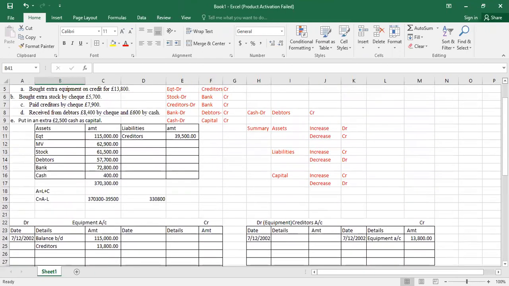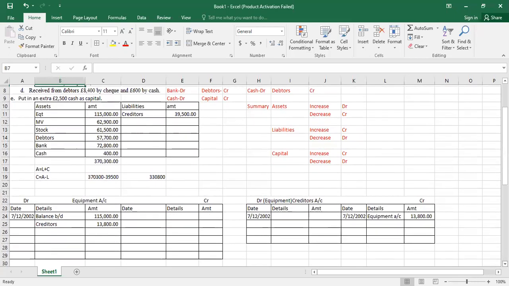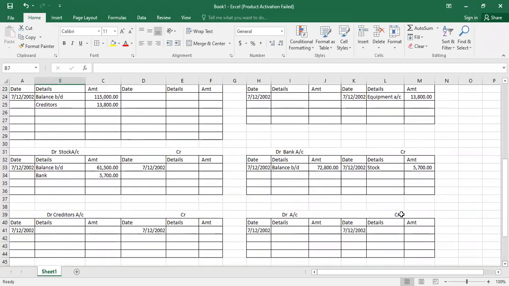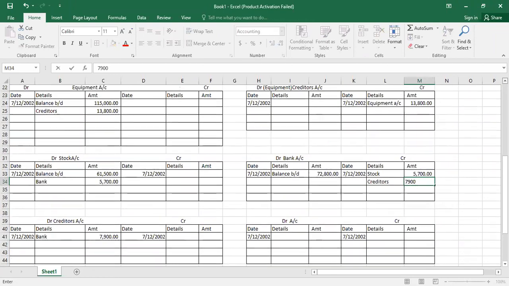C, we paid creditors by a check of 7,900. So we debit creditors, we credit bank. So we have the creditors account. What's the amount? 79. Then creditors account, then bank account, we have creditors. So you can see what is happening. For every debit entry, we have a corresponding opposite entry.